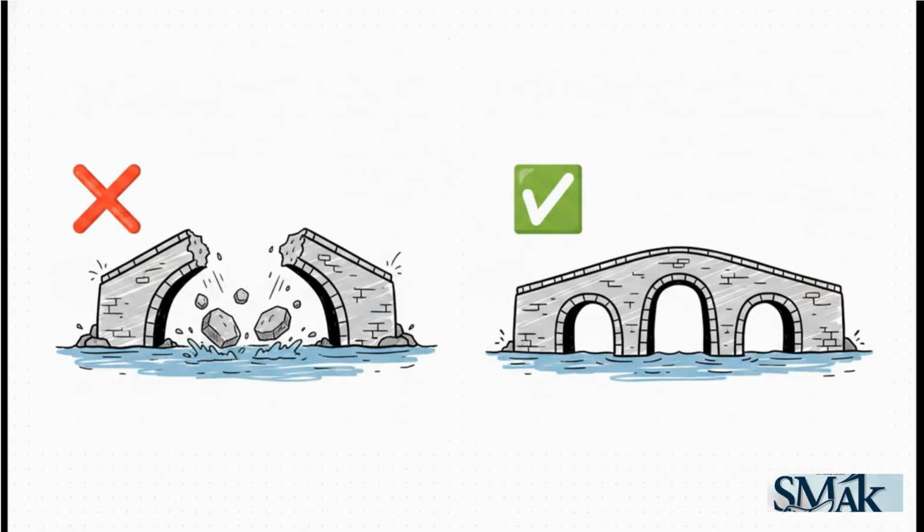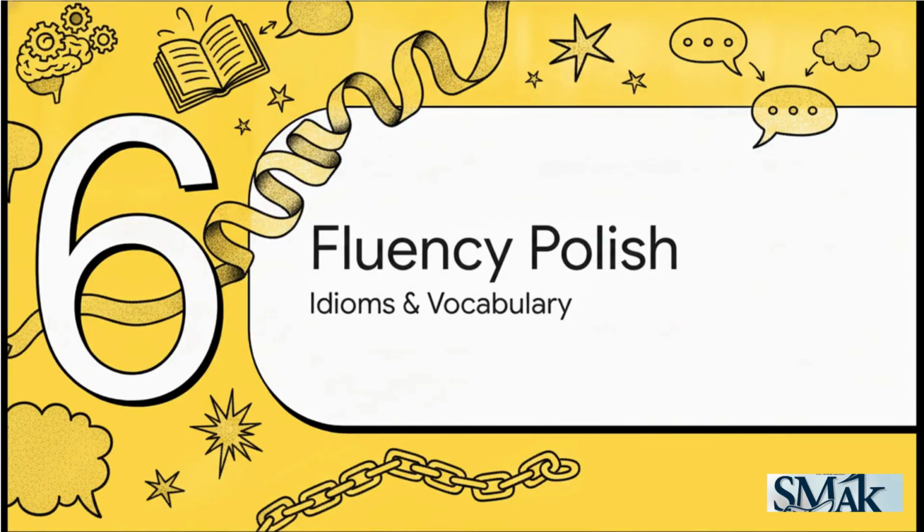Just remember those 3 steps we talked about earlier. Subject, helping verbs, ing verb. If you skip even one step, the bridge just collapses. And finally, Section 6, Fluency Polish. Let's wrap up this explainer with some idioms and vocab to help you sound supernatural.